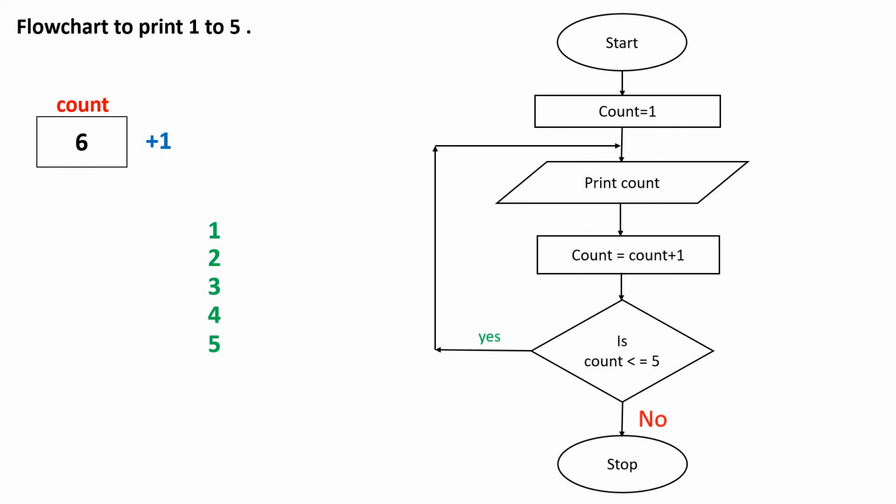Suppose if you want to print from 2, then you will use count equal to 2. And if you want to print alternate numbers, then you will use count equal to count plus 2. Here the value we give is 1 because we need to increase by 1. If you want to increase by 2 or 5 or 10, you will change it here. And if you need to print 1 to 10, you will change the condition here. It will be like, is count less than or equal to 10.